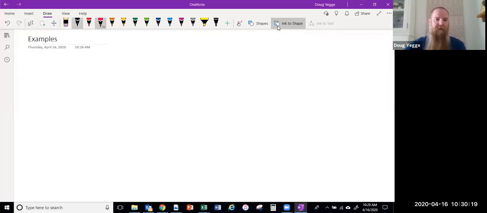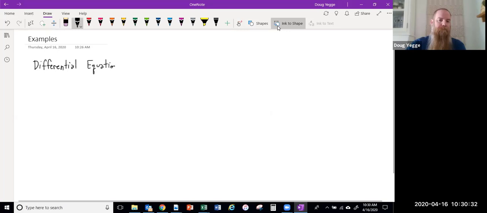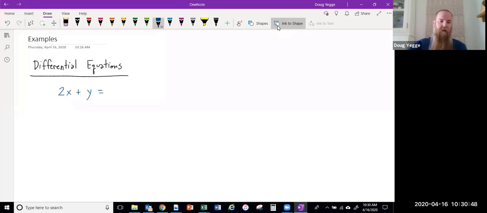So let me give you an example of a differential equation. All right, just a few different forms or a few different types, okay? Let's say I look at 2x plus y equals 4. That's not a differential equation. It's just a linear equation from algebra, right?